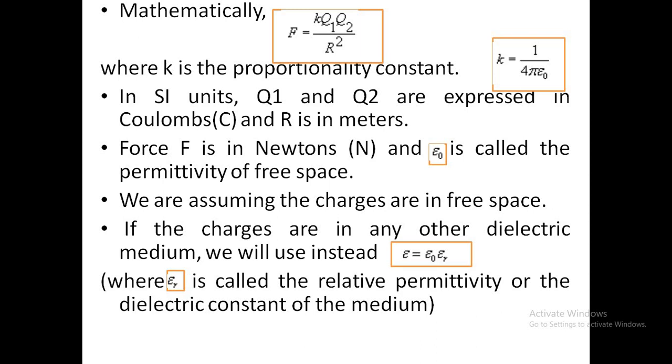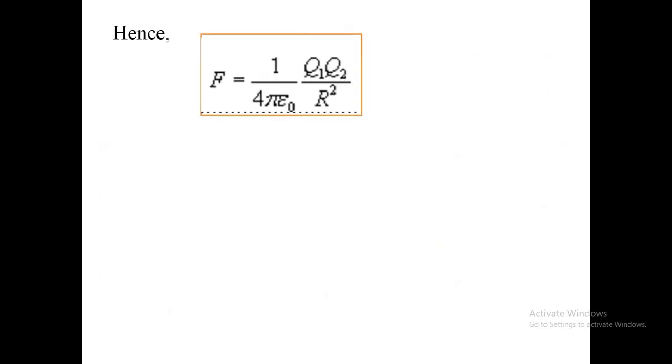If the charges are in any other dielectric medium, then we have to consider the permittivity as epsilon is equal to epsilon naught epsilon r, where epsilon r is the relative permittivity or the dielectric constant of the medium. Hence, F is given as 1 by 4 pi epsilon naught Q1 Q2 divided by R square.